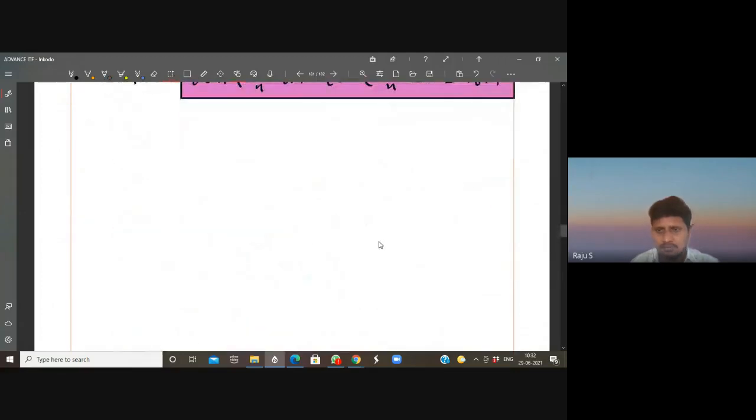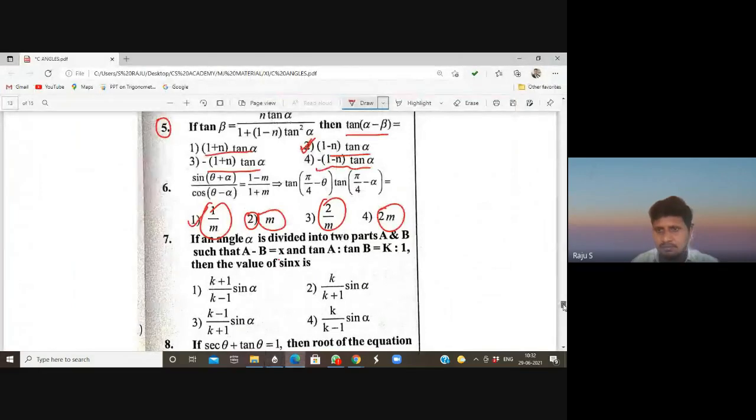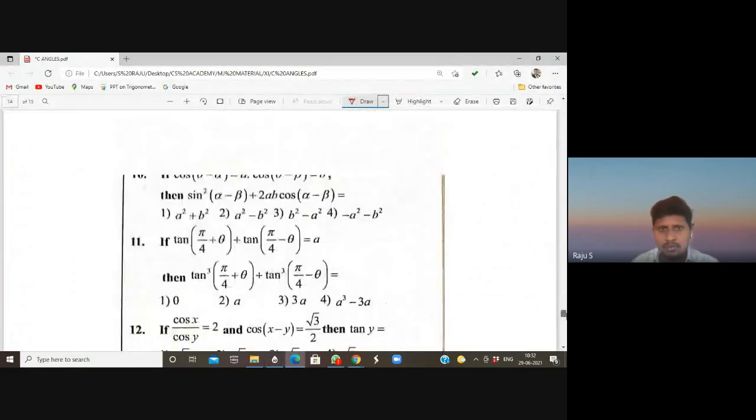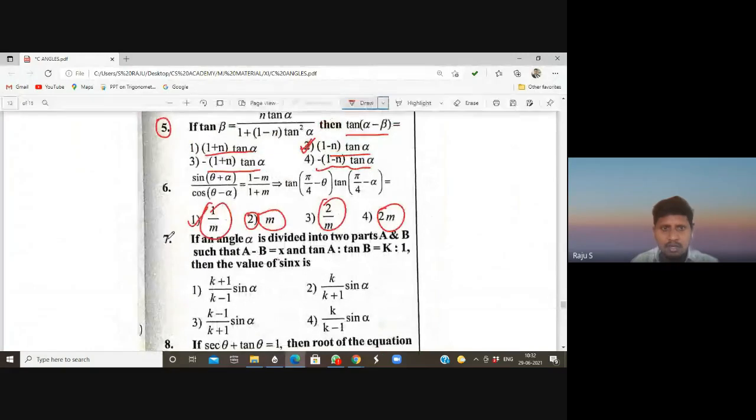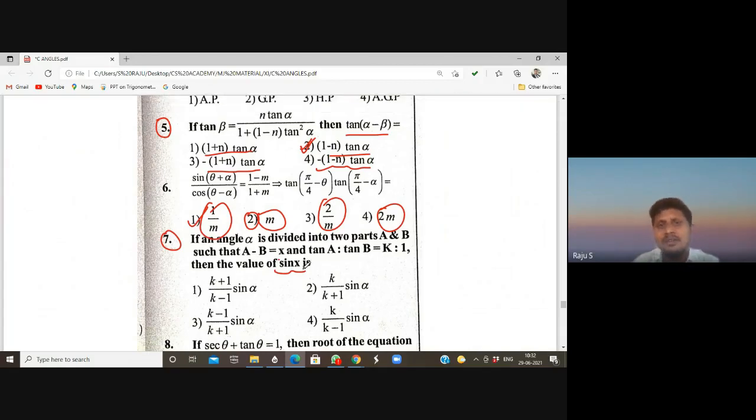Now next question. Totally, 12 questions are there. Right, seventh question. If an angle alpha is divided into two parts, A and B, such that A minus B is equal to x and tan A is to tan B is equal to k is to 1, then what is the value of sin x?